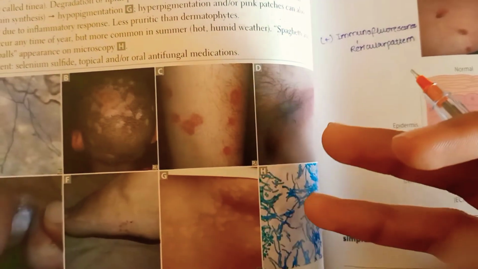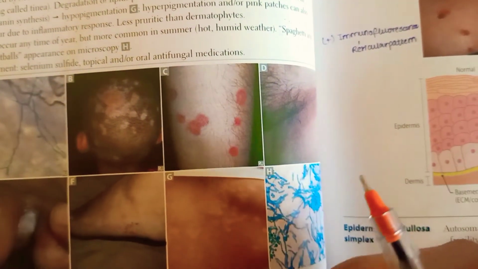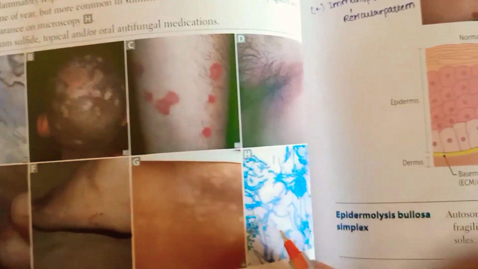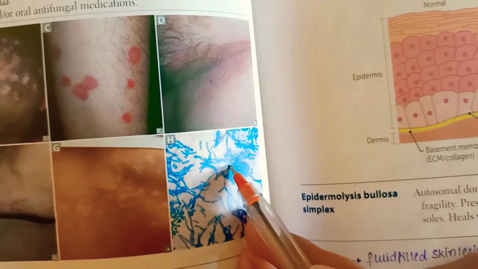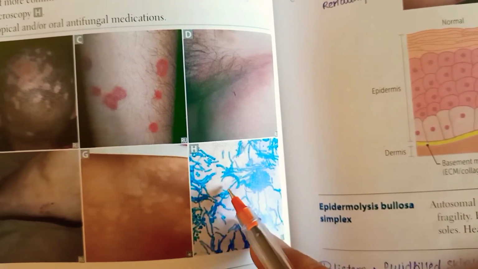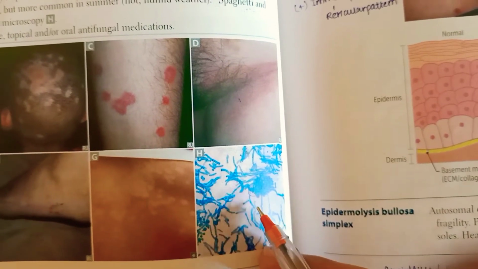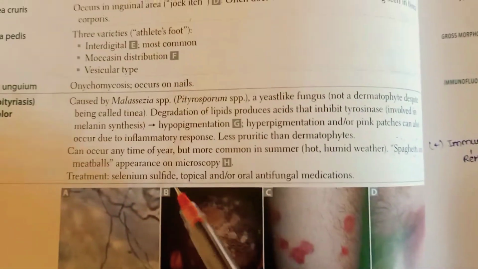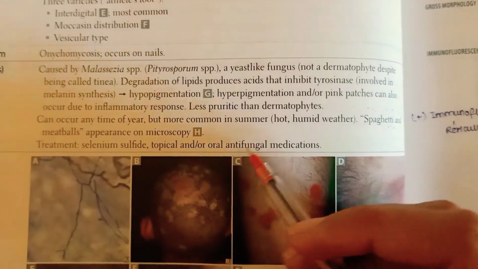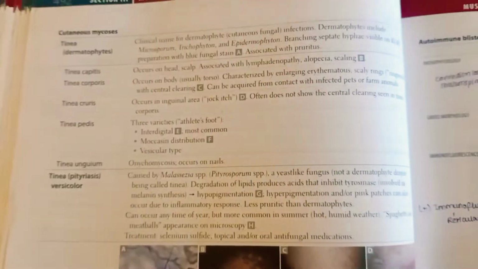But this is less pruritic when compared with dermatophytes, and this can occur any time of the year, but more common in summer in hot humid weather. And there is a spaghetti and meatball appearance. You can see this is spaghetti, and this is a meatball. This is the spaghetti and meatball appearance on microscopy. Treatment is topical selenium sulfide, or you can use oral antifungal medication because of fungal infection.